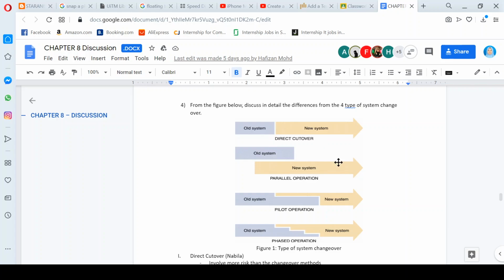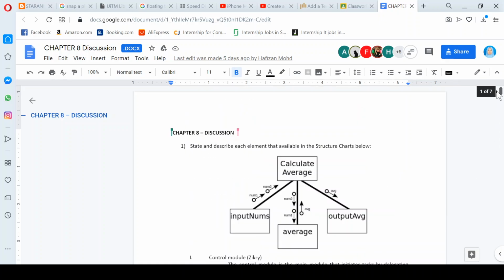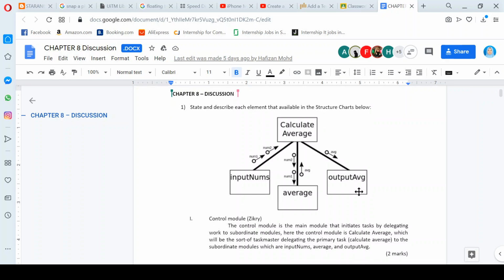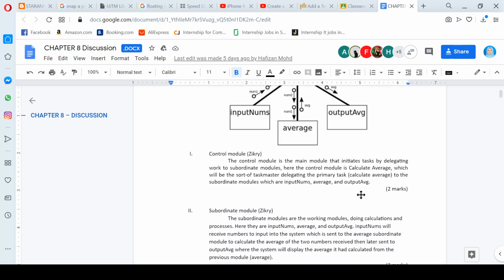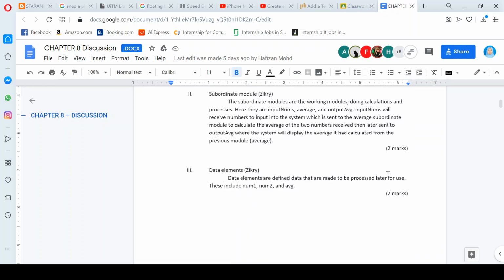Soalan yang pertama berkenaan dengan structure chart. Okay, so inside the structure charts, we have three types of component. The first one is control module. The second one is subordinate module, and the third one is data element. So the three types of element in the structure charts were already explained by Zikri.